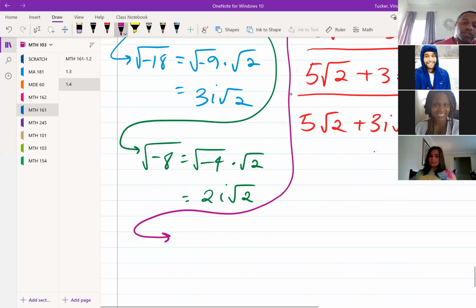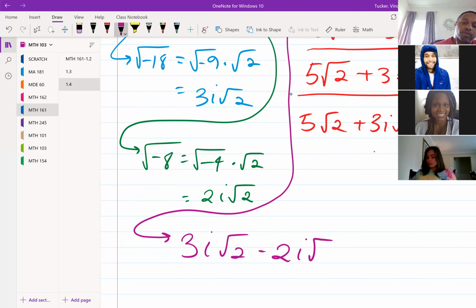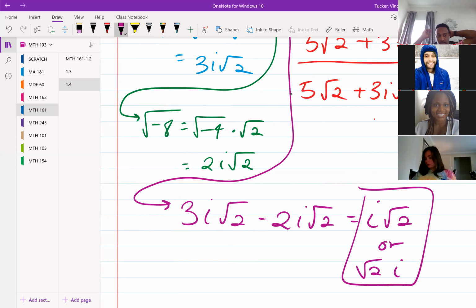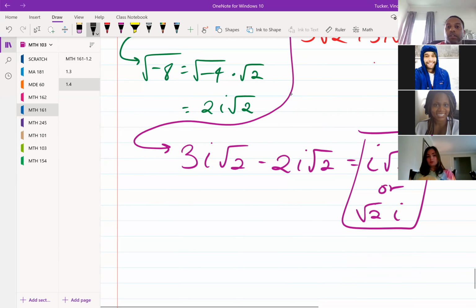So what we have now is 3i square root of 2 minus 2i square root of 2. And to finish it off, 3i minus 2i is 1i square root of 2. And then, like I said, it could also be written as the square root of 2 times i. All right, questions on that one? All right, let's do another one.